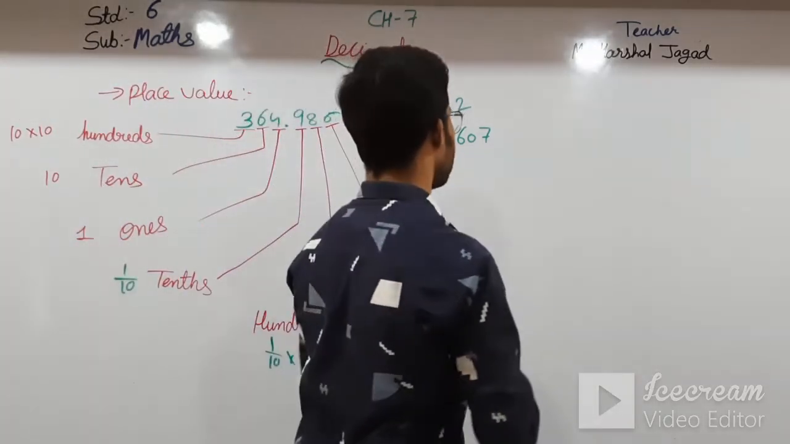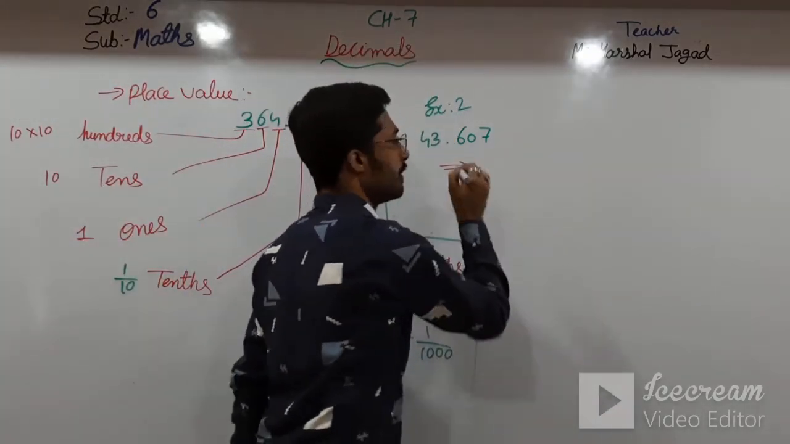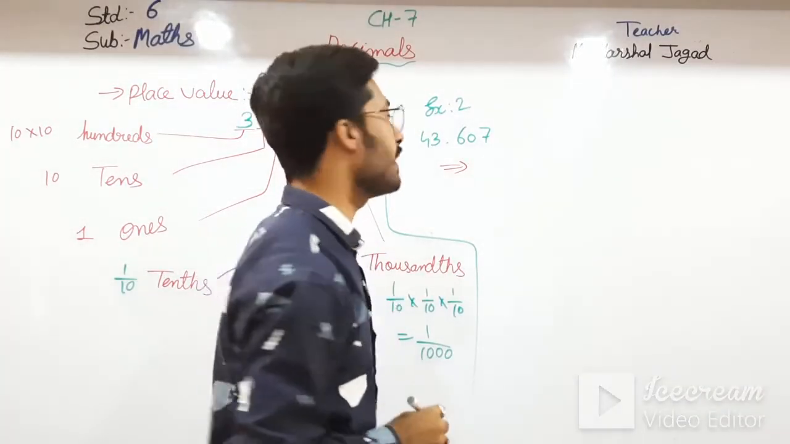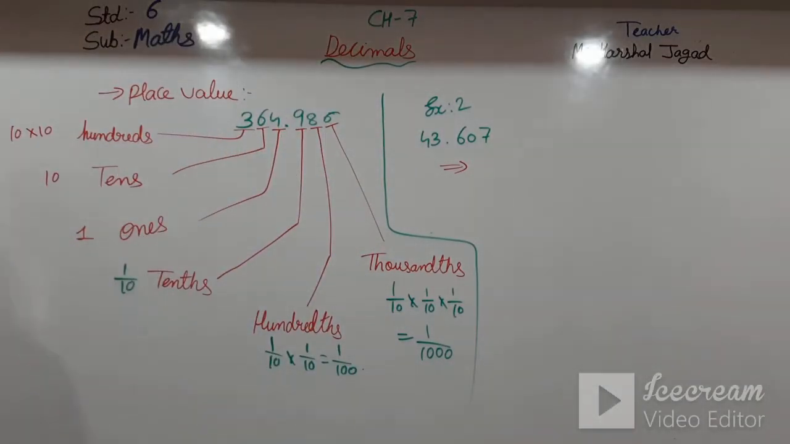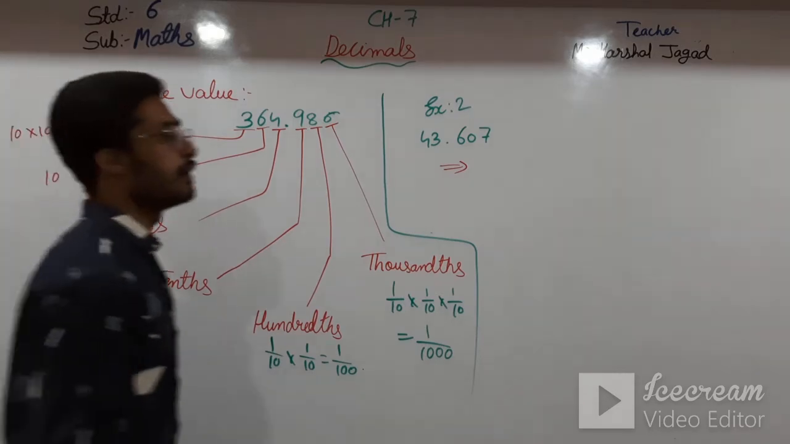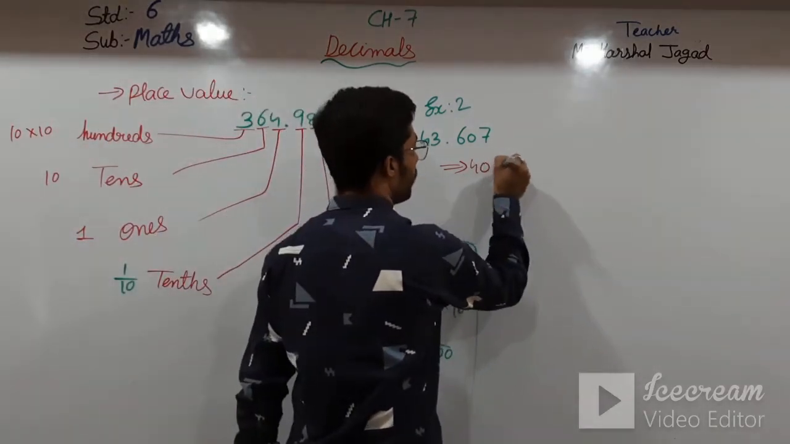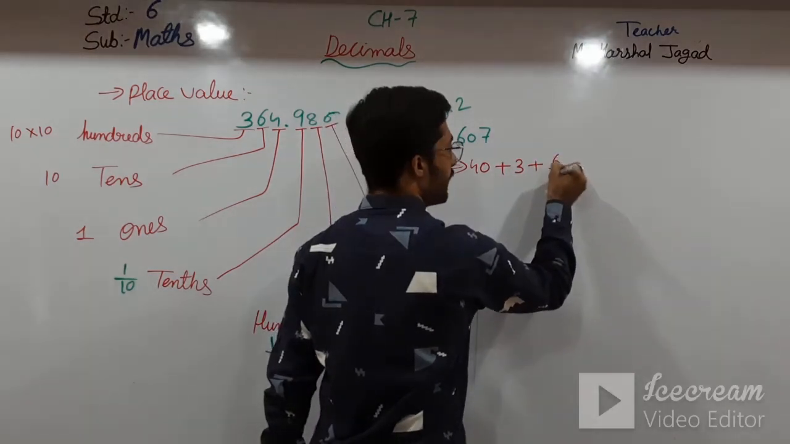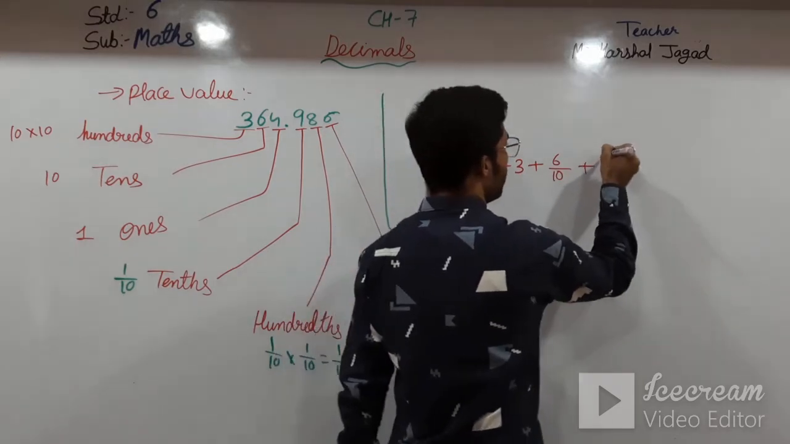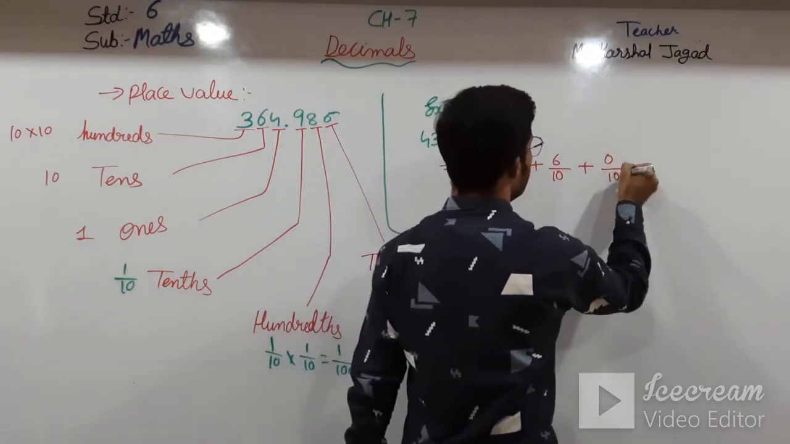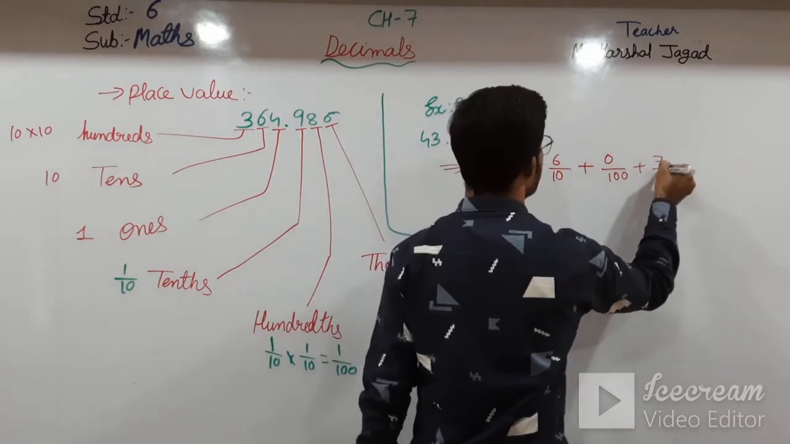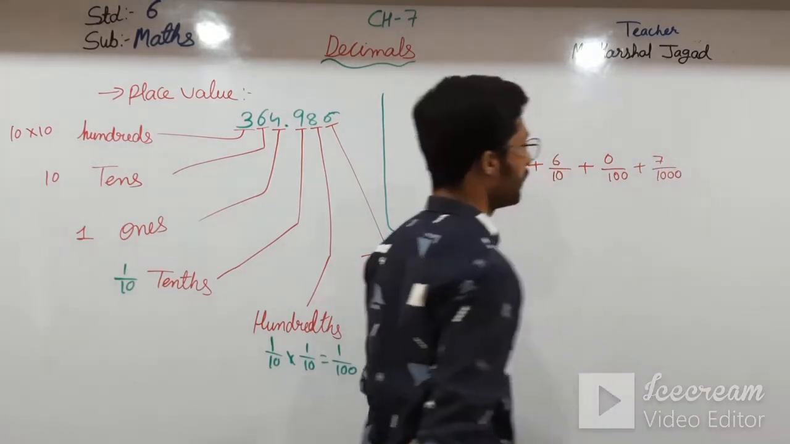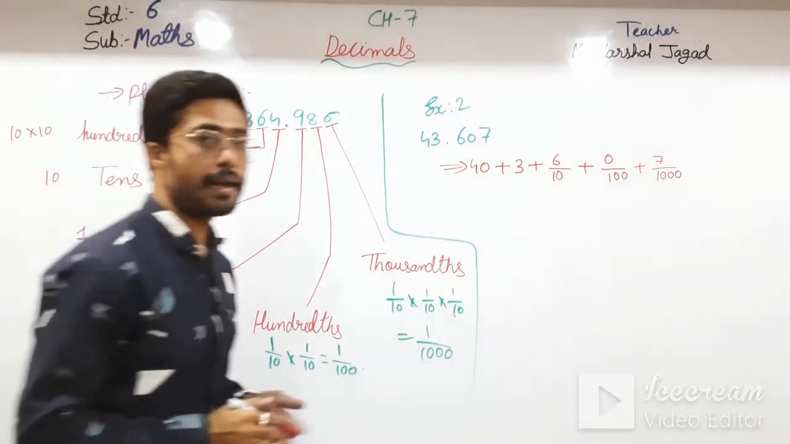So here, how will we expand this? Can anybody tell me, students? First of all, do it by yourself. Don't look at the textbook. Here 40 plus 3 plus 6 by 10 plus 0 by 100 plus 7 by 1000. Okay, this way you can expand.